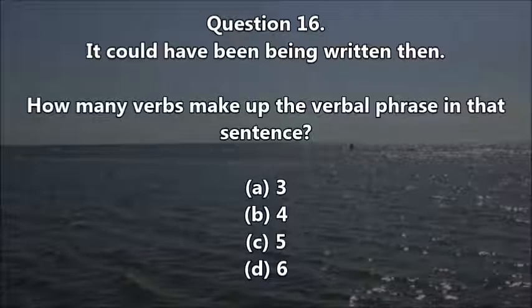Question 16. It could have been being written then. How many verbs make up the verbal phrase in that sentence? Is it A. 3, B. 4, C. 5, or D. 6?